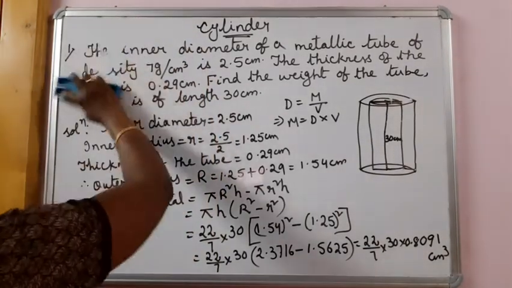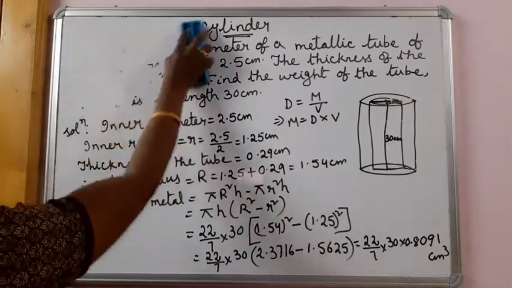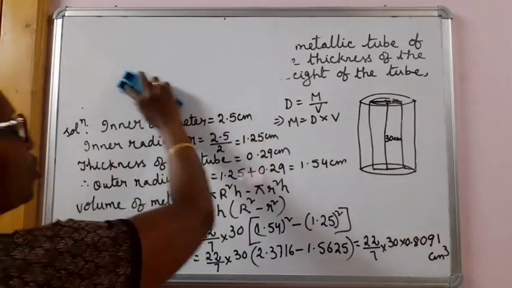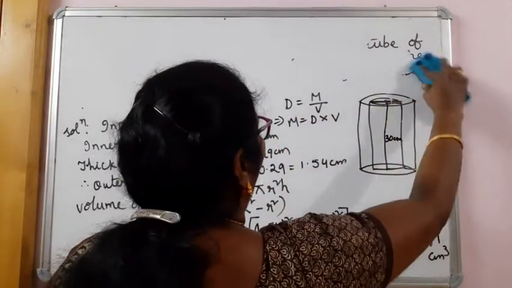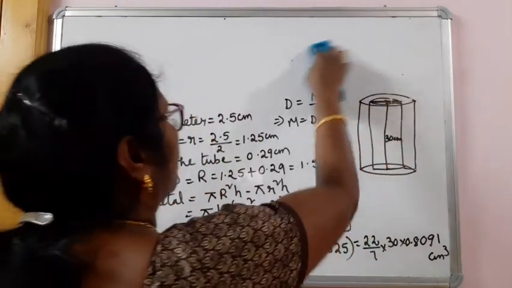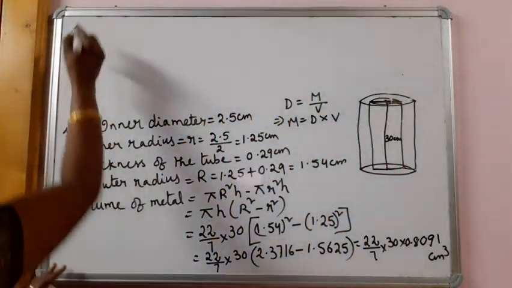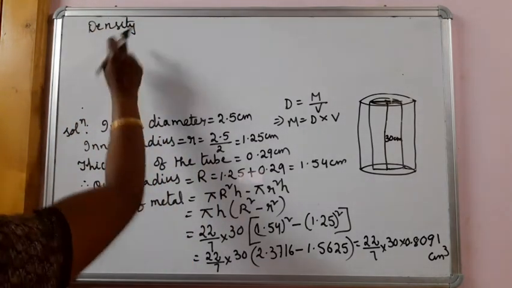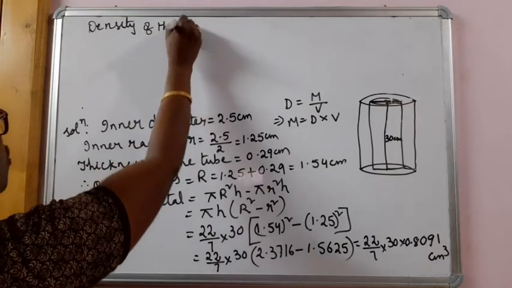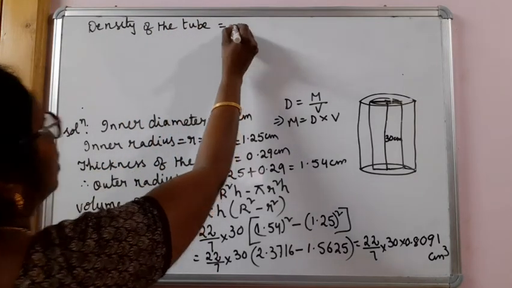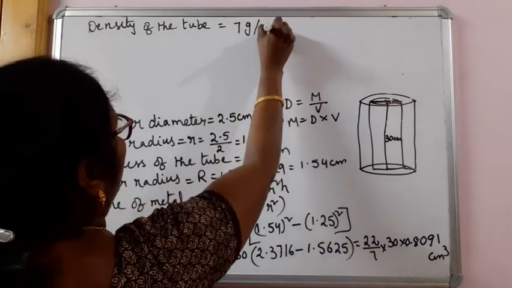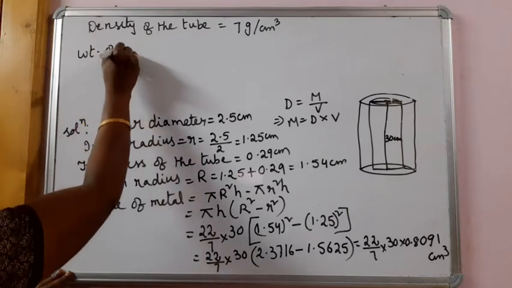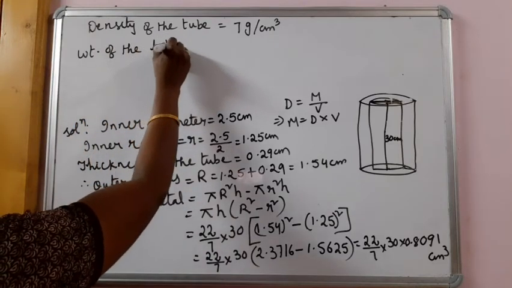Let me clear the board and do it here. Density is given as 7 grams. So we have to find out the weight of the tube. What is given, actually we have to write first. I have not written it, so I am writing here. Density of the tube is equal to 7 gram per cm cube. Now we have to find out the weight of the tube, or weight of the metal.